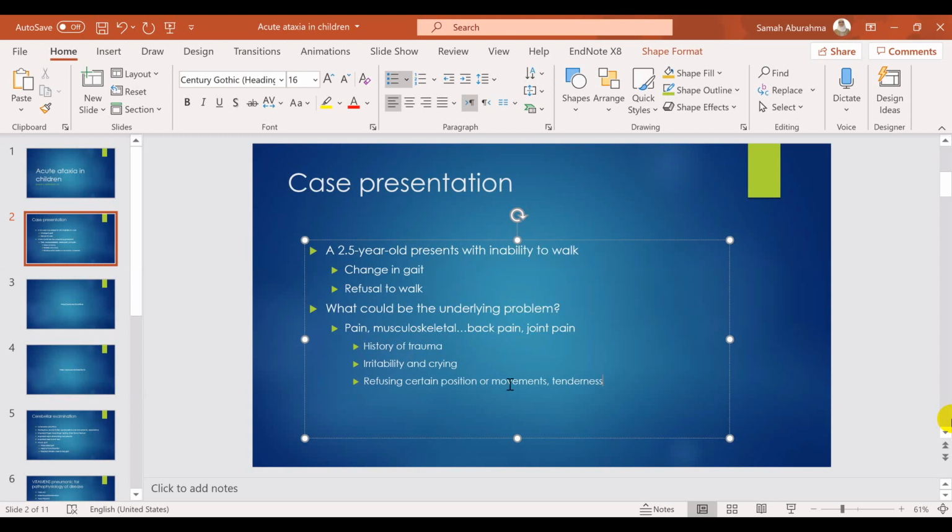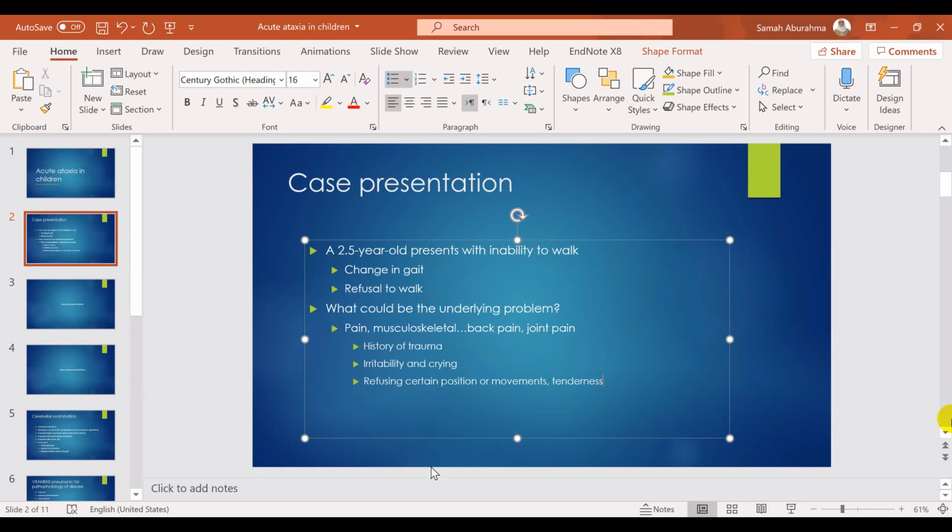But maybe Guillain-Barré, we will talk about it in a bit. Does Guillain-Barré present with pain? Yes, it can present with pain. Okay, so one reason for refusal to walk is pain, right? Whether musculoskeletal, back pain, joint pain, even soft tissue pain, muscle pain sometimes. Clues in the history, this is a painful condition: the presence of irritability, crying, a history of trauma, and certain positions. He's fine, for example, until we flex his knee. He's okay until we touch, for example, his hip joint, etc. So refusing certain positions.